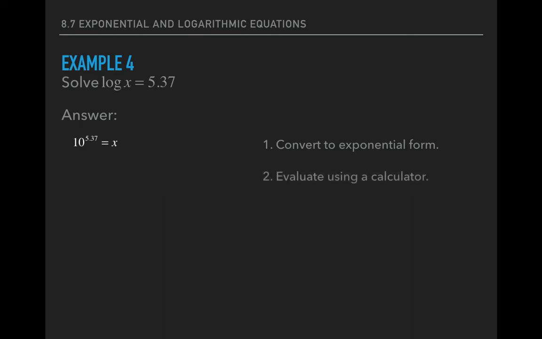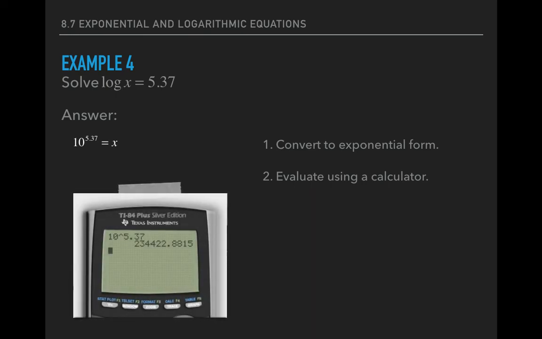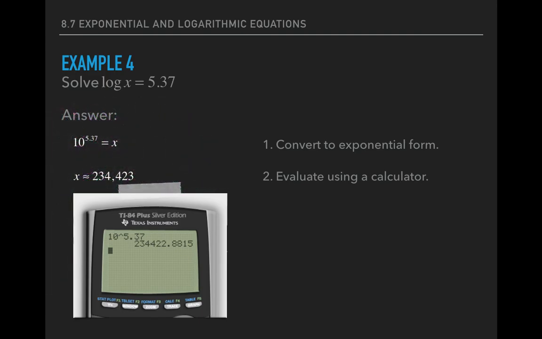And use your calculator. That is a perfect time to pull it out and check. 10 to the 5.37. I'm just going to round that to the nearest whole number. That is approximately 234,423. Pretty large. That's what happens with exponential functions. You don't have to increase very much for things to get tremendously large.